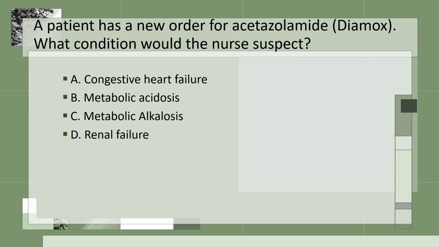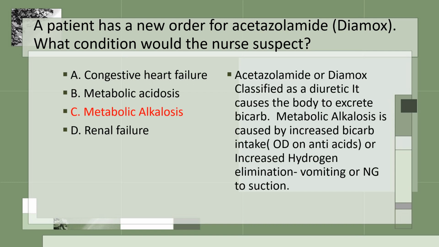In this slide, we're trying to figure out why a patient would receive acetazolamide. The nurse would suspect that the patient has metabolic alkalosis. Acetazolamide, or Diamox, is classified as a diuretic. It causes the body to excrete bicarb. Metabolic alkalosis is caused by increased bicarb intake, which would be an OD on antacids, or increased hydrogen elimination, which would be vomiting or NG dissection.